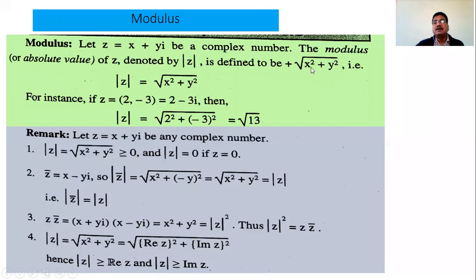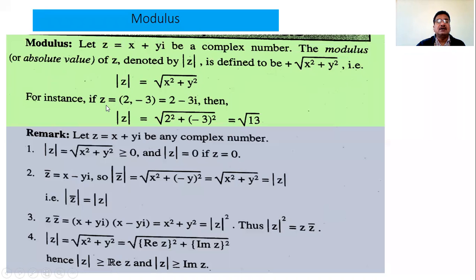Take the plus value. That is, if we have x square plus y square as 16, suppose root 16. So actually the value of root 16 is what? Plus 16 and minus 16. So don't take minus 16, take plus 16 as the value of this root 16. And that is, modulus is always positive. So mod z is root x square plus y square, that is, square of real part plus square of imaginary part.